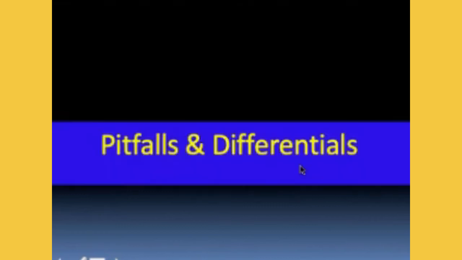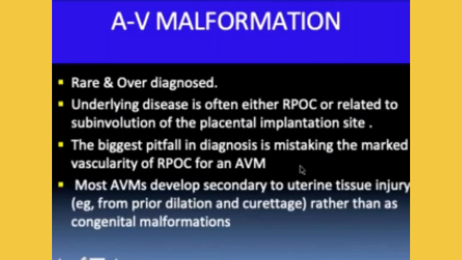There are some differentials of RPOC also that we must remember, and the most important is the arteriovenous malformation. So believe me, it is rare and over-diagnosed. The underlying disease is often either RPOC or related to the sub-involution of the placental implantation site. The biggest pitfall in diagnosis is mistaking the marked vascularity of RPOC for an AVM, and most AVMs develop secondary to uterine tissue injury from prior dilatation and curettage rather than congenital malformation.